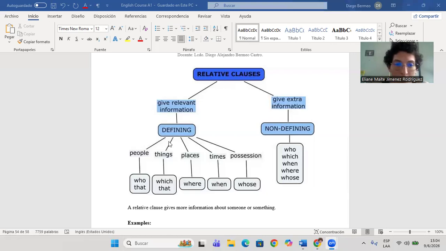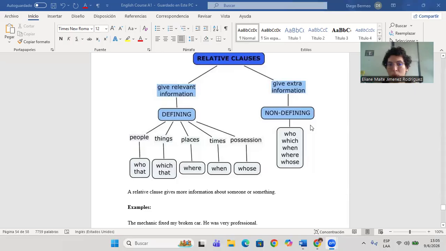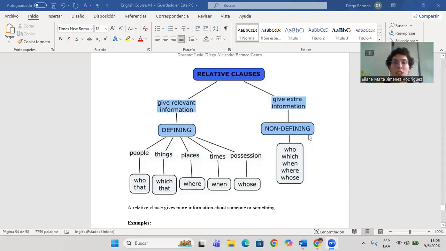So now we are going to observe the relative clauses that we use. When we want to refer to people, we can use who or that. For referring to things, we can use which or that. For referring to places, we can use where. For referring to times, we can use when. For possessions, we can use whose. And the non-defining are who, which, when, where, and whose. Now, I'm going to give more examples so that everything that I just said is clearer.